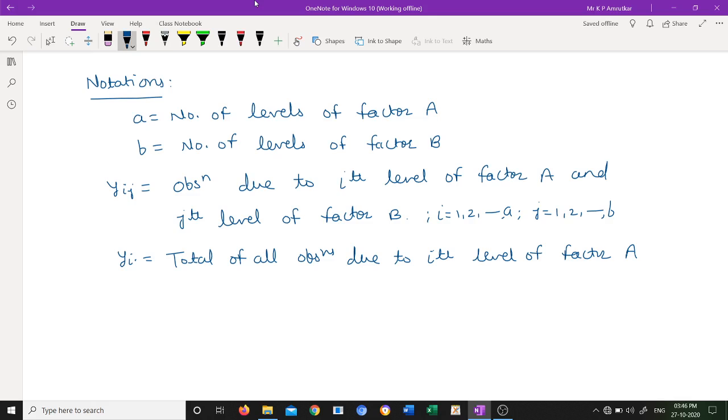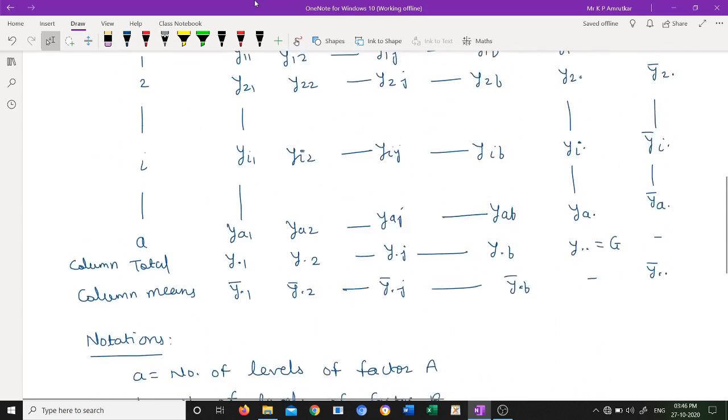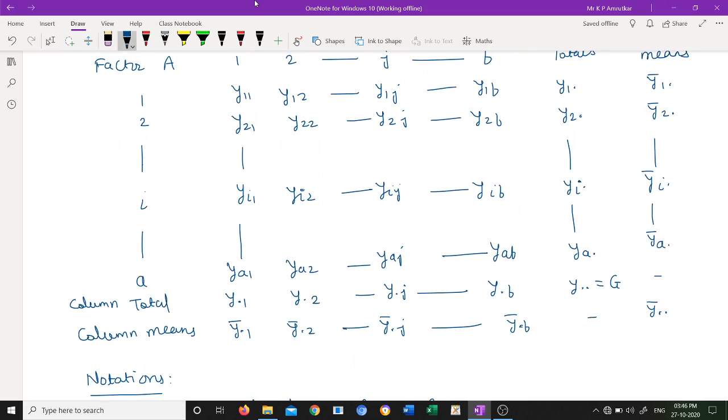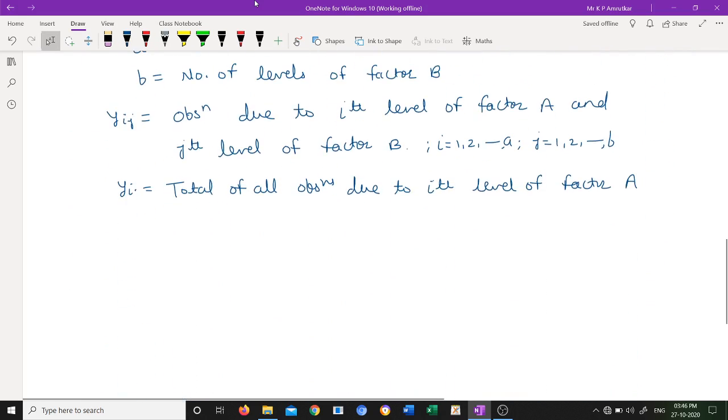Now this total, by looking at this table, this yi dot means total of all these observations, and we can write the total of all these using summation as summation j running from 1 up to b of yij. So this total will be summation j equals 1 to b yij, and this is for all i equals 1 up to a.